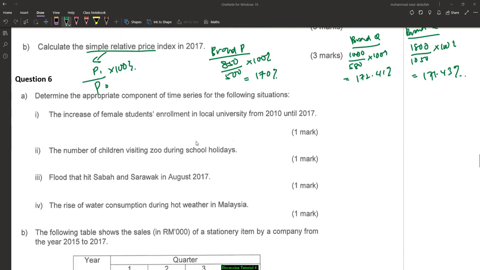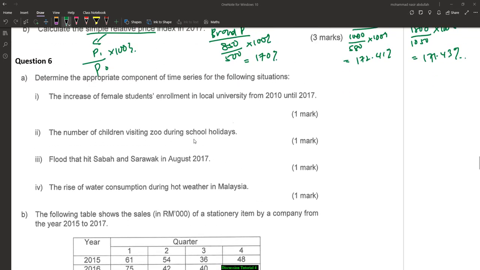So kita tengok this one. Question number 6. This is I think past year question 2018. Right, you boleh download. I just ambil dari situ. So determine the appropriate component of time series for the following situation. The increase of female student enrollment in local university from 2010 to 2017.